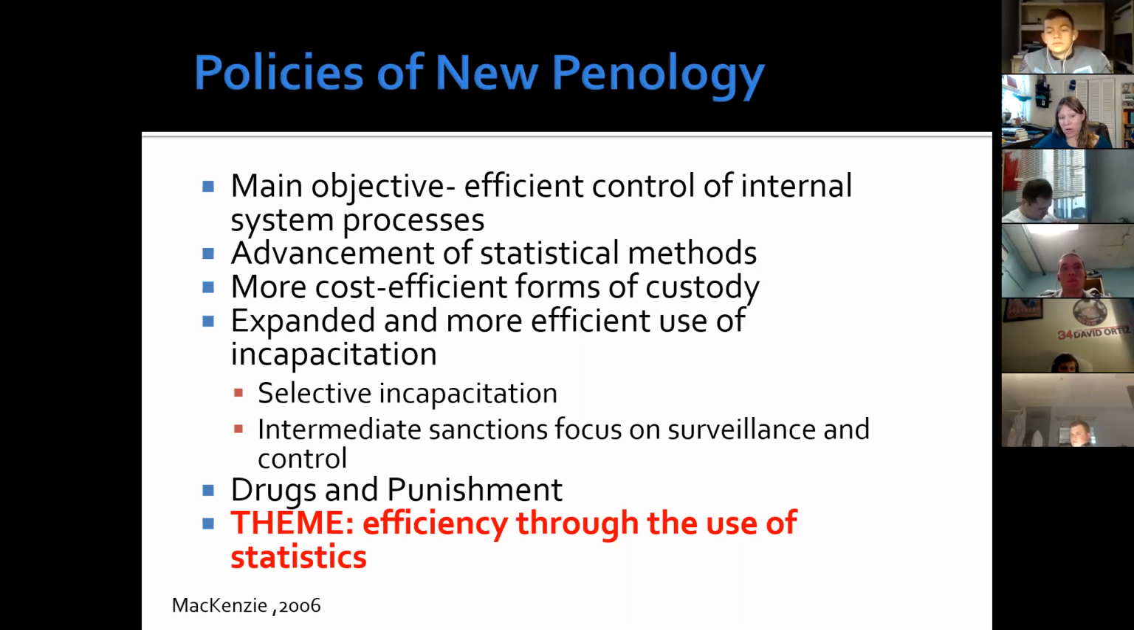As a result, the incarceration for drug offenses grew twice the rate of other offenses during the period of 1976 through 1984. But really, if you want to boil down all of the policies of new penology, it's efficiency through the use of statistics, because there are just too many offenders for us to watch individually. I can't look at each individual person. I have to look at a group of risk level 1, risk level 2, risk level 3. What works best for people with these risk factors versus these versus these.